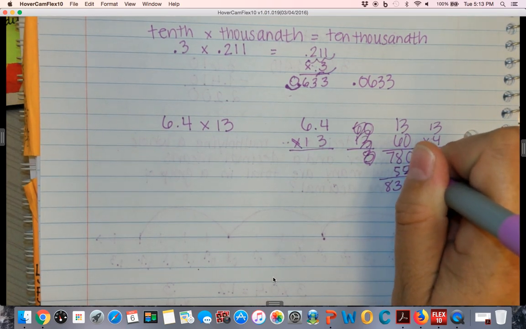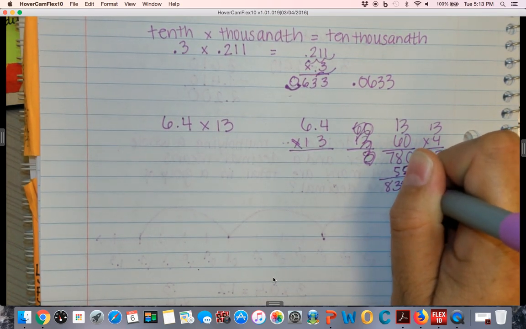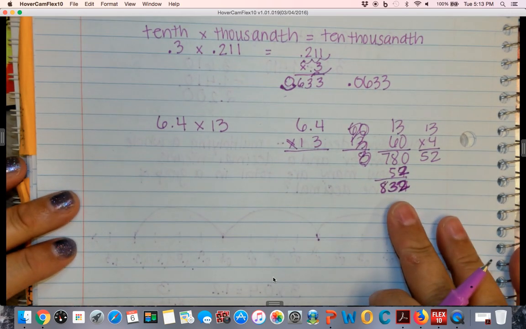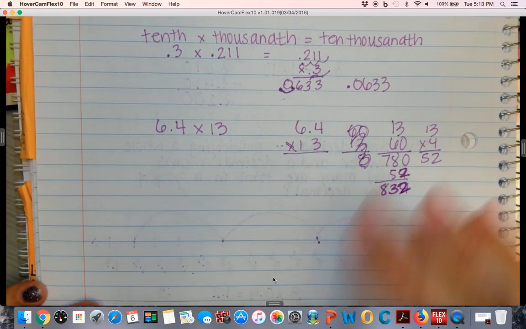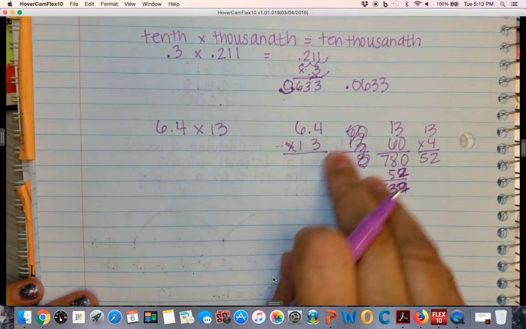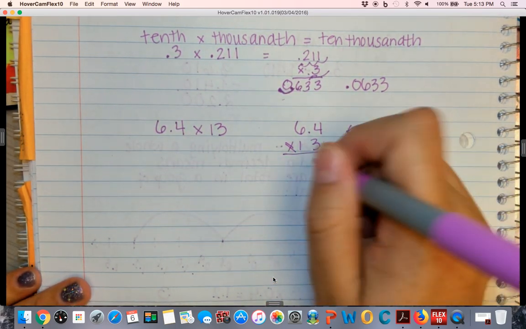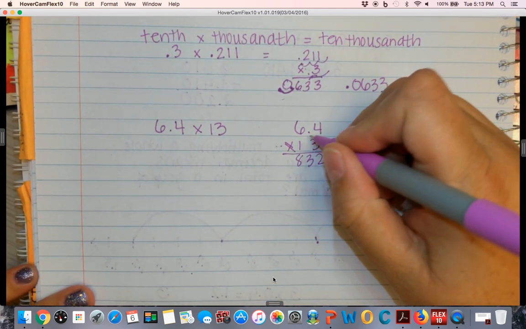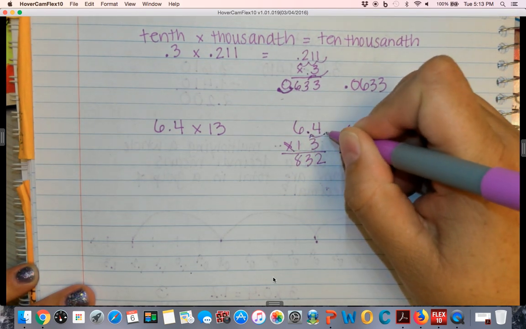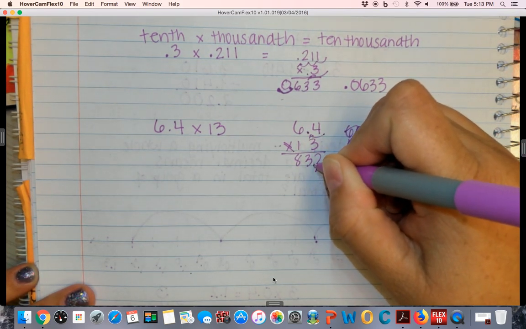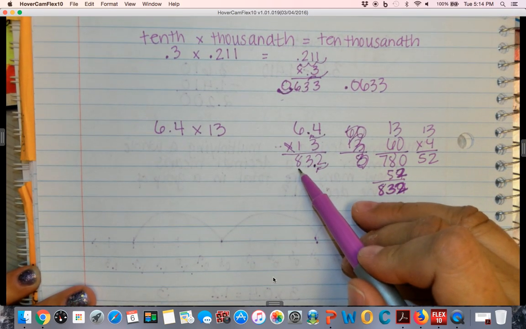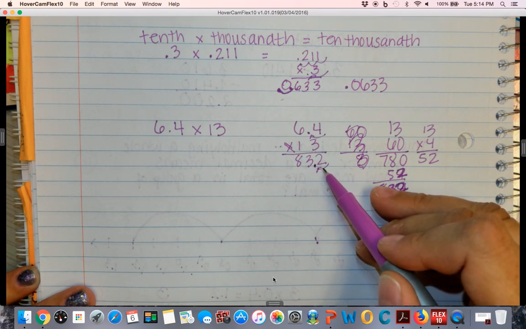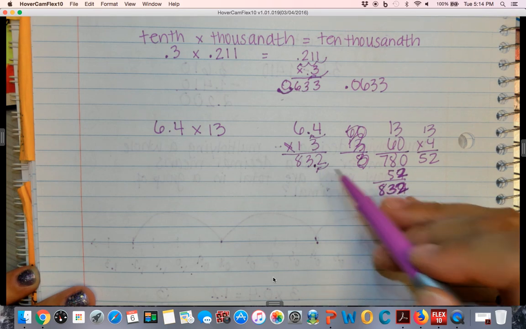Oh, it's 52. This is Miss Rios's night of mistakes. Okay. But when we catch our mistakes, we learn from it. So that's better. So for me, I broke it up. You can do the standard algorithm here. I got 832. And then I think about my decimal at the end. So I have a decimal one place in, so I put my decimal place here, one place in. And now I have a whole number, which is 83, and a decimal, which is a part.